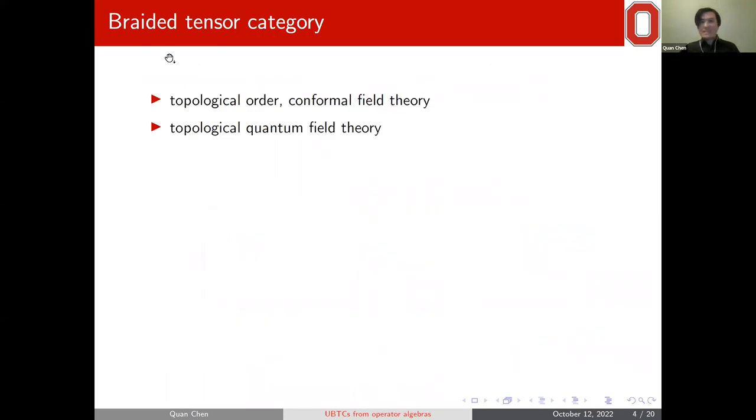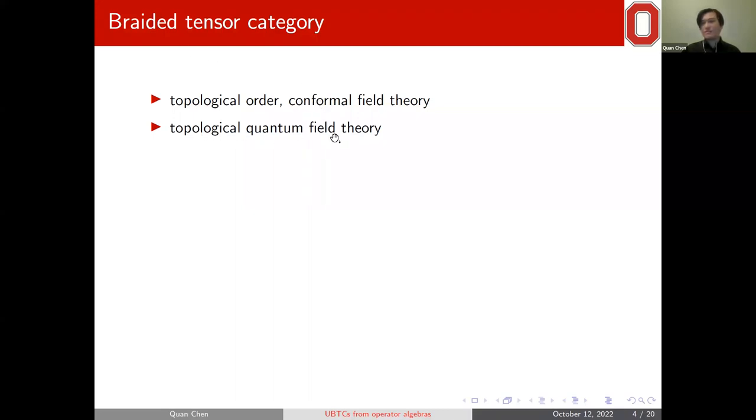And why do we care about the braided tensor category? There are many sources of braided tensor categories we can see. For example, 2 plus 1D topological order, or 1 plus 1D conformal field theory. I think Bingui is the true expert for this topic, so please reach out to him. Ultimately, because they are 3-categories, braiding is naturally there.